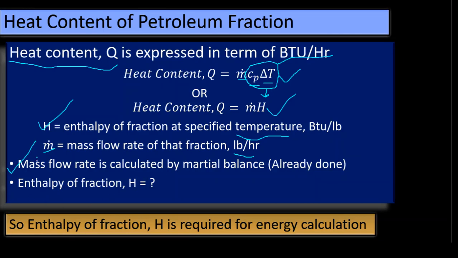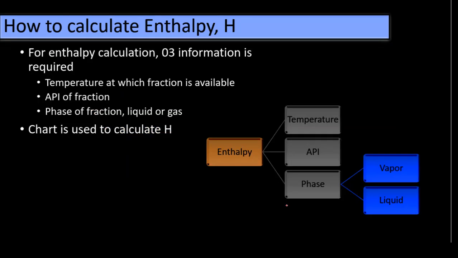As we have already calculated the mass flow rate in the material balance, that is completed. The second thing is the enthalpy. This is the remaining parameter for the calculation of heat content. So in this lecture we are going to discuss how to calculate the enthalpy for the energy balance in the atmospheric distillation column.